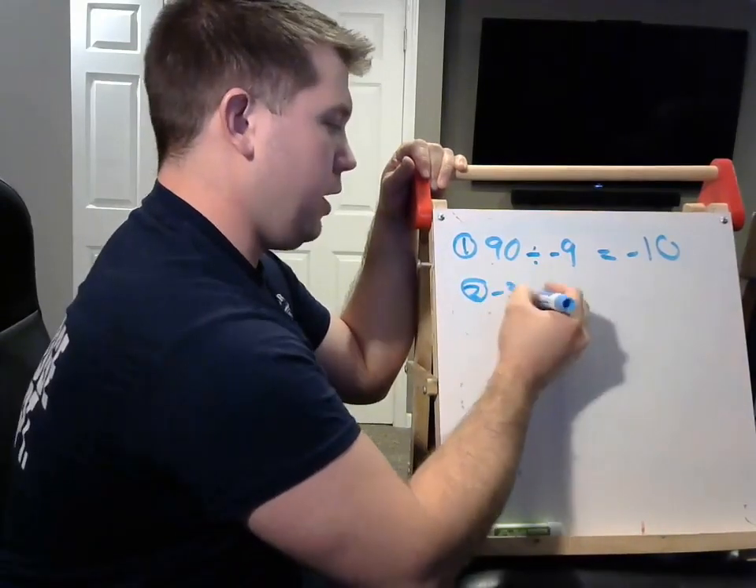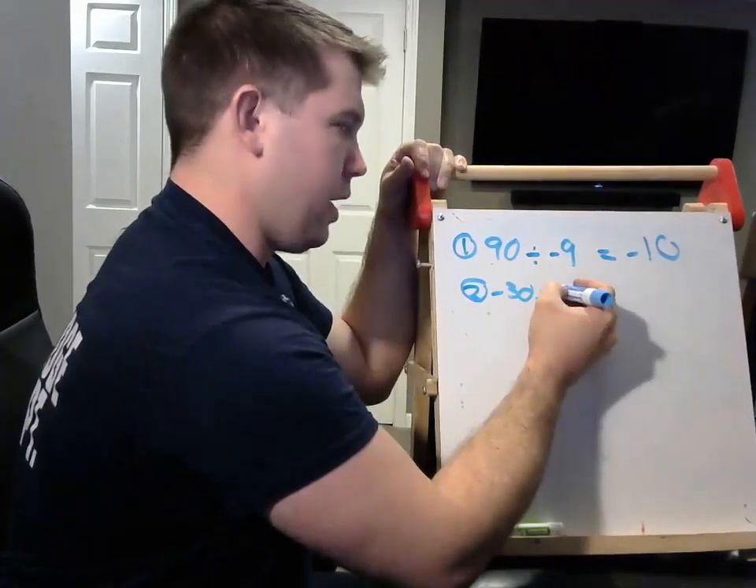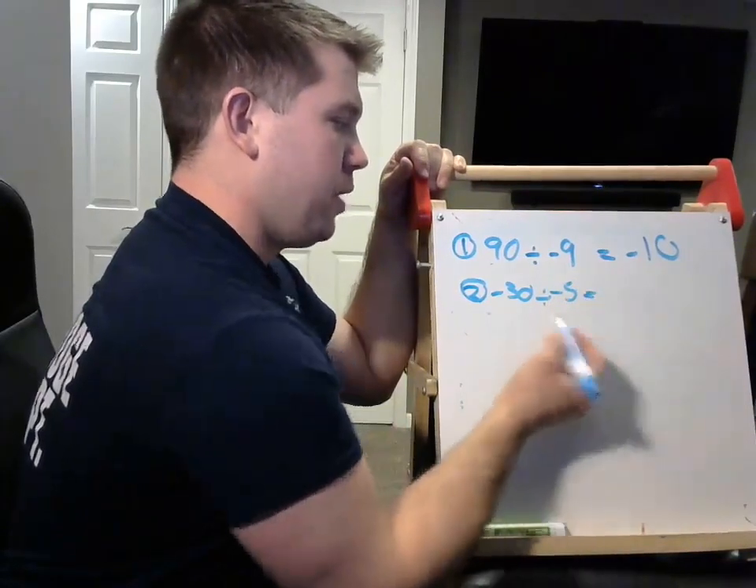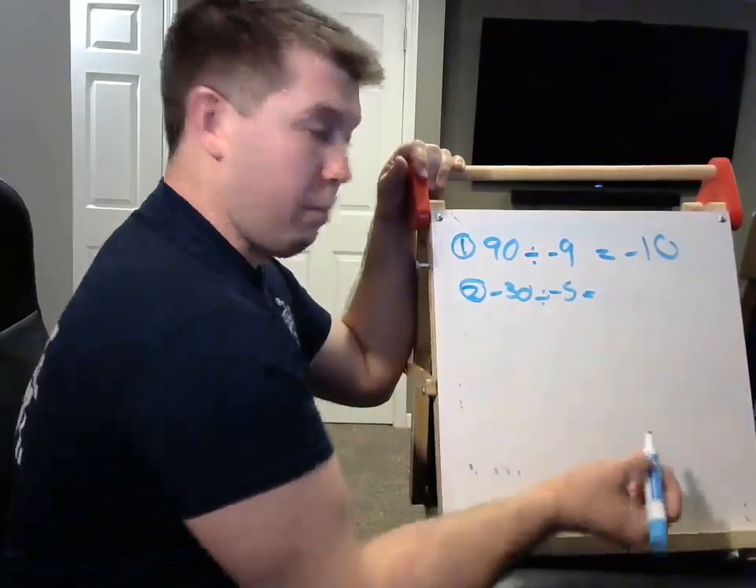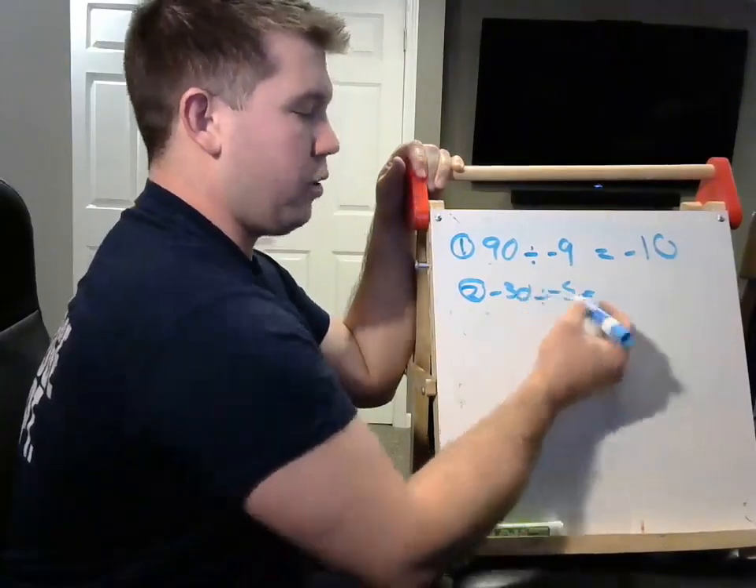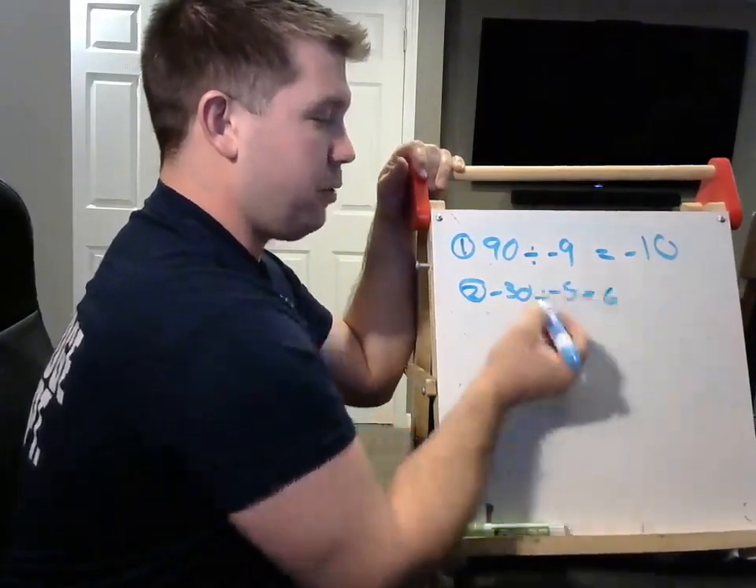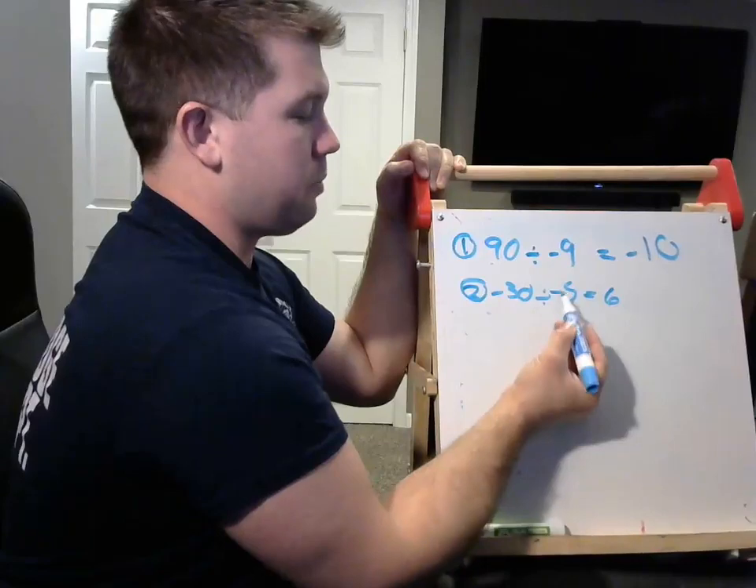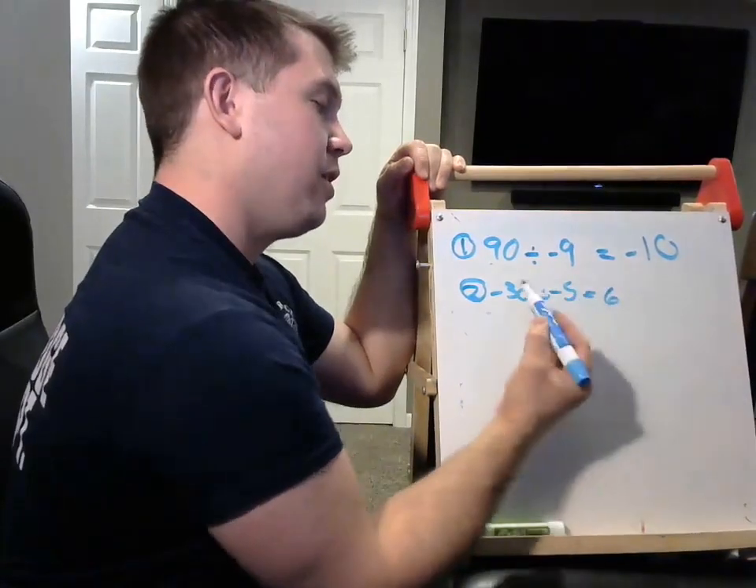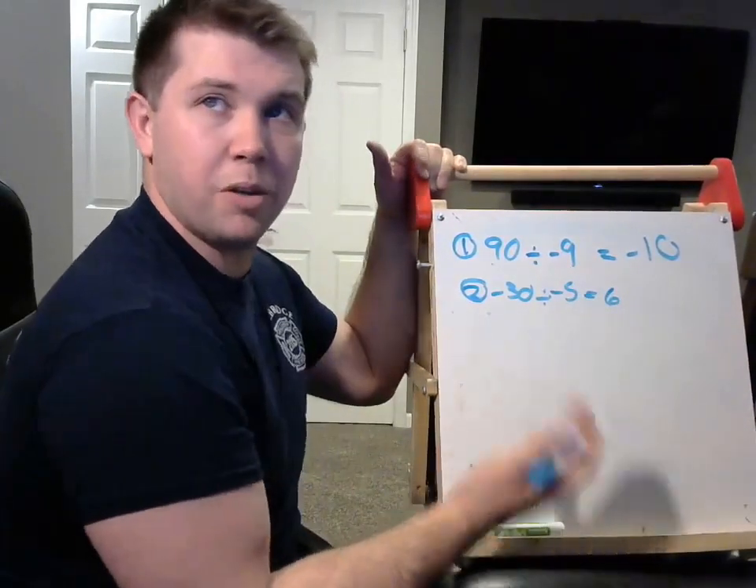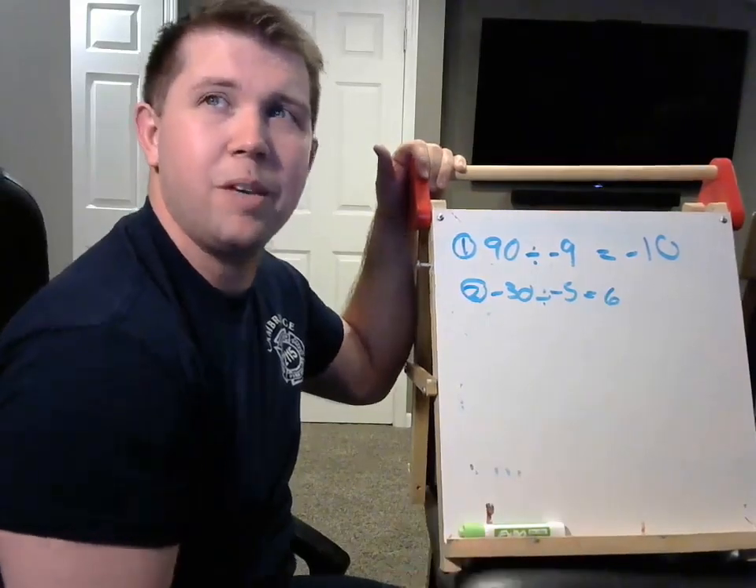So another example, number 2. A negative 30 divided by a negative 5. So I have a negative and a negative, so my answer is going to be positive. And I know that 5 times 6 equals 30. So again, negative divided by negative is positive. 30 divided by 5 is 6. So again, don't make these more complicated than they need to be.